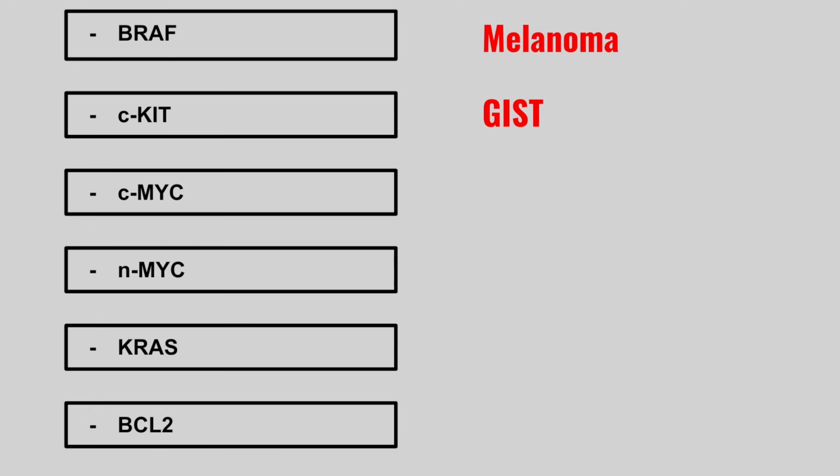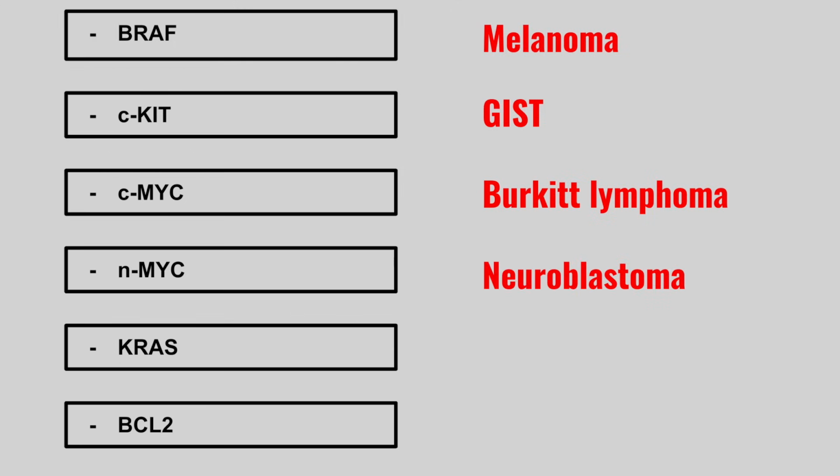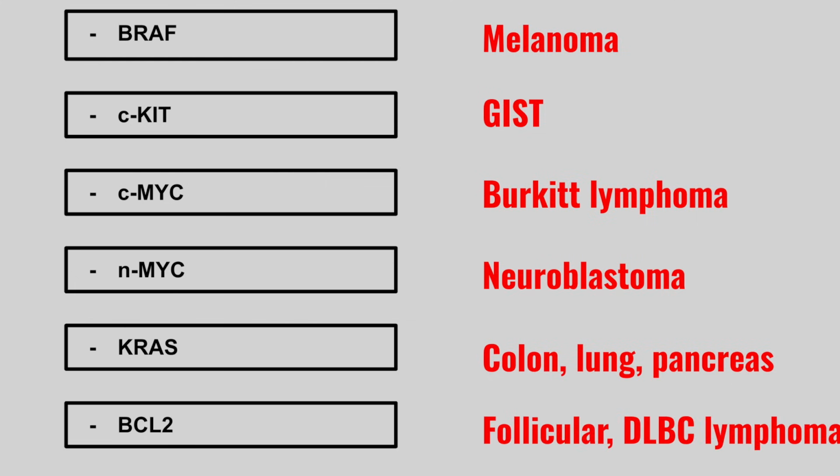Next, we have c-MYC. This is Burkitt lymphoma. Then we have N-MYC. This is neuroblastoma. Then we have KRAS. This is colon, lung, and pancreas tumors. Then we have BCL2. This is follicular and diffuse large B-cell lymphoma.